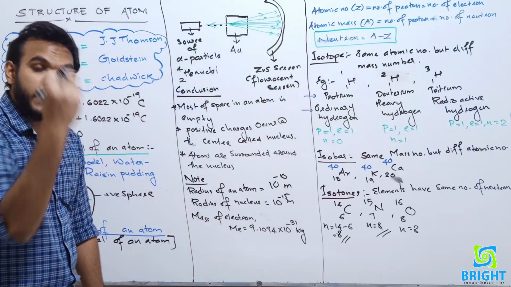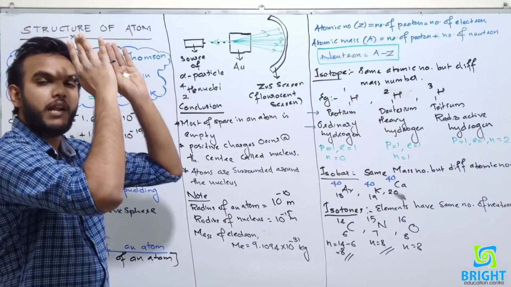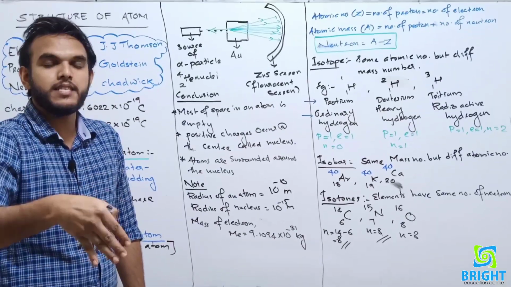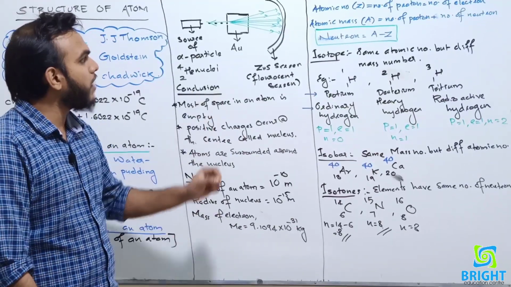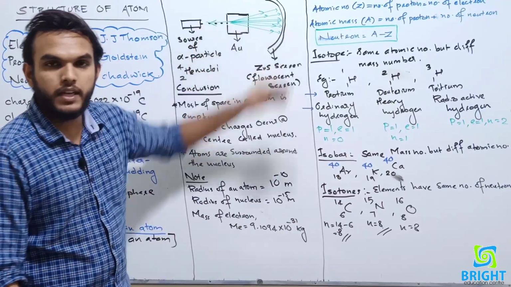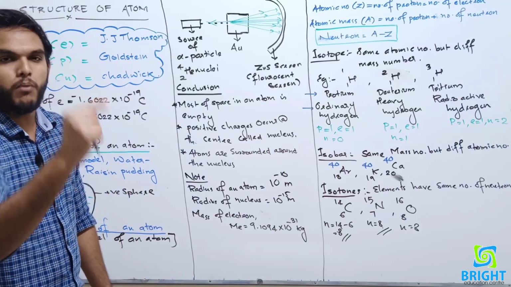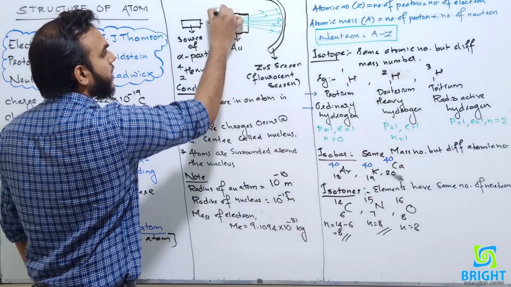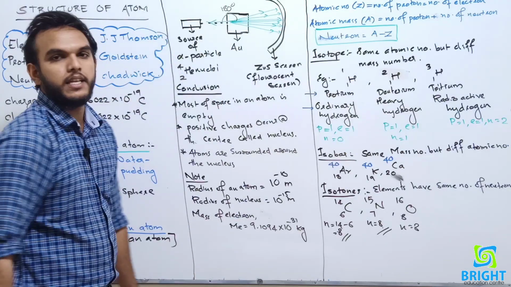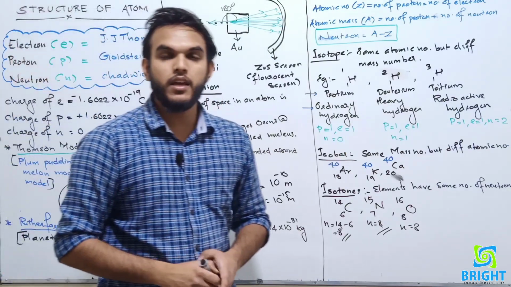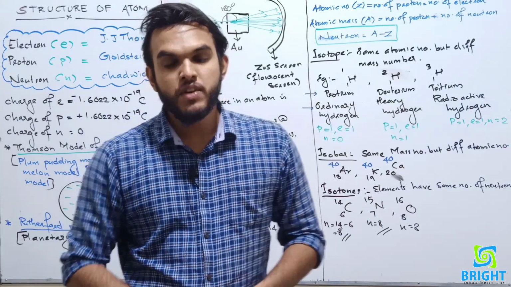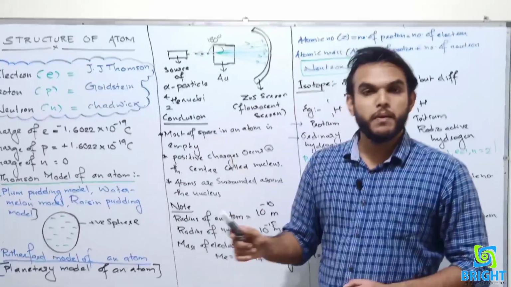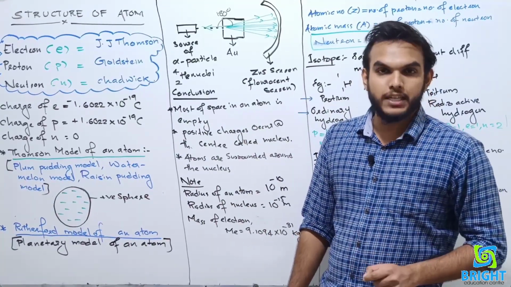There are three observations. The majority of the alpha particles pass through the gold foil because the majority of the space in an atom is empty. Some alpha particles deviate at very small angles, and very few alpha particles return back at an angle of 180 degrees. There are three main observations in the alpha scattering experiment. The experiment was put forward by Rutherford and is known as the Rutherford alpha scattering experiment.